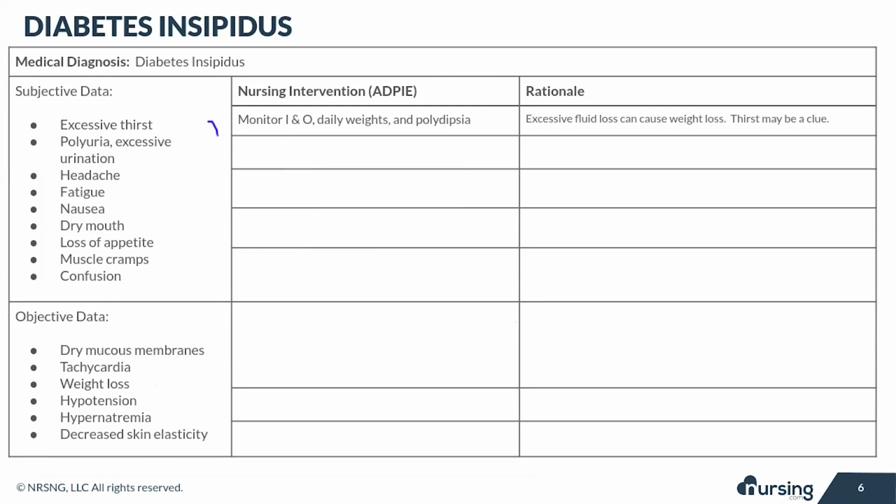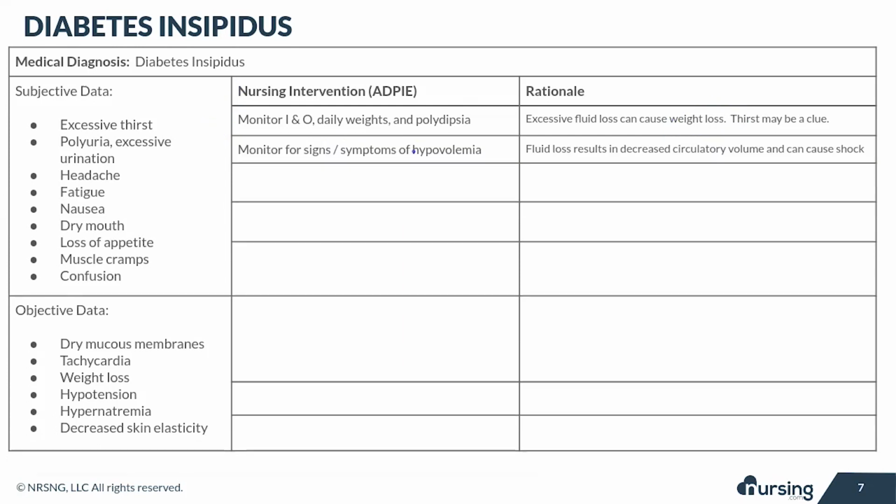Your first nursing intervention here is to keep a super close eye on the patient's eyes and nose, their weight, and their level of thirst. Now, it's so important that we know exactly what the patient is taking in, so their intake, and what their output is. We need to know every time they go to the bathroom, and we need to know exactly how much they're urinating. Also, remember that weight loss can occur with excessive fluid loss, and extreme thirst may be a clue that the patient's fluid loss has actually worsened.